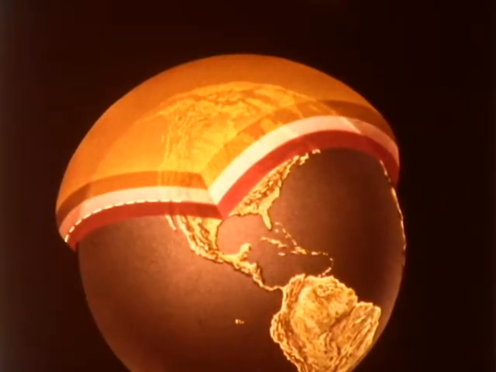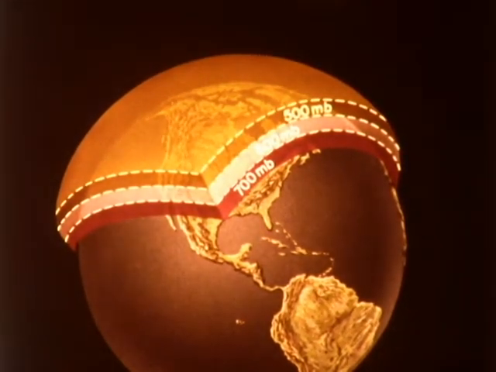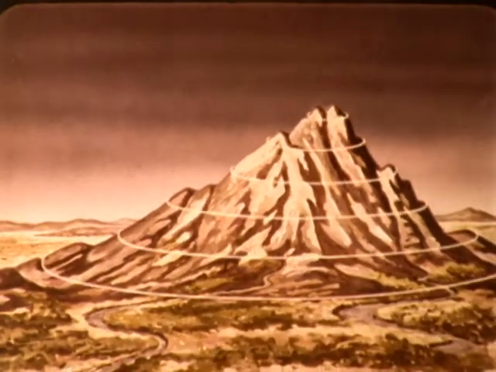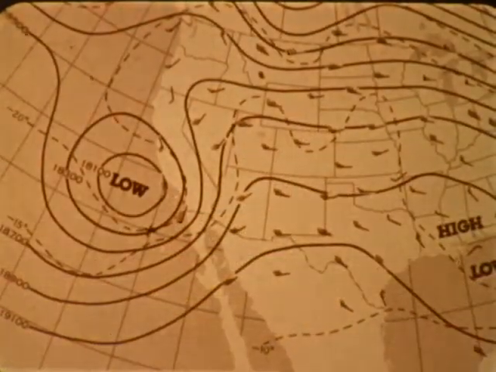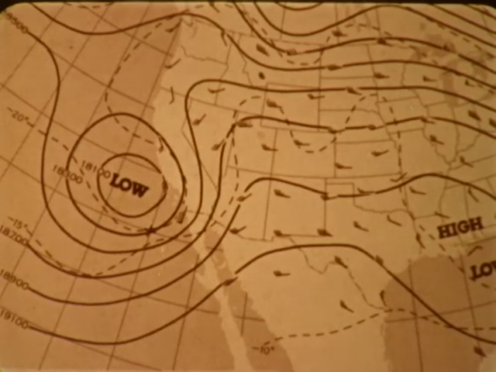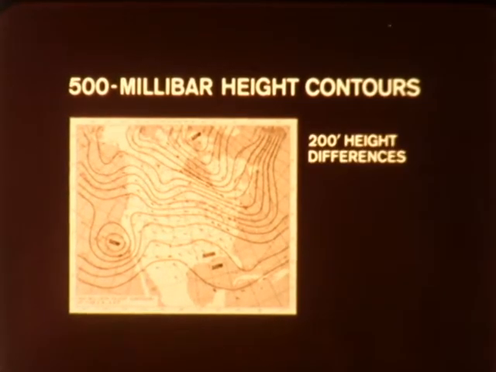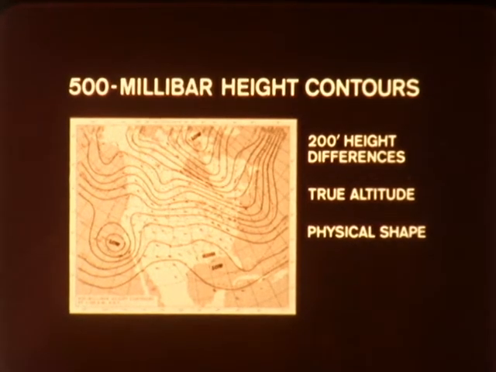You can draw any number of constant pressure surfaces. It's important to understand these surfaces because much weather information is displayed in terms of a given pressure altitude. Just as a surveyor describes a hill with lines that join all points that are at the same height above sea level, so meteorologists use contour lines to depict constant pressure surfaces and their height above sea level. The 500 millibar chart contours normally represent height differences of 200 feet in true altitude, that is, above sea level. They indicate the physical shape of the constant pressure surface.